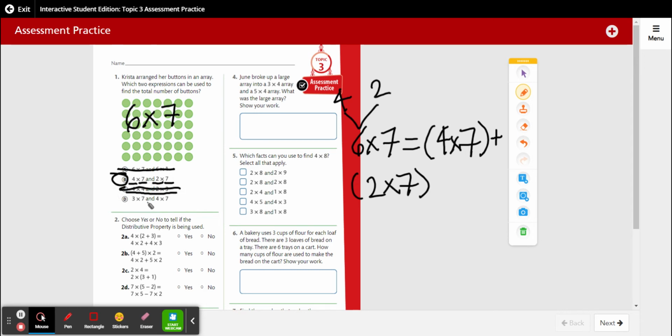All right, the last one, D. Well, 7 is a factor in both expressions, and 7 is a factor in our original expression. But if I add 3 and 4, that would give me 7. So the original expression for these two expressions is 7 times 7. So that doesn't work at all. So the answer must be B, 4 times 7 and 2 times 7.